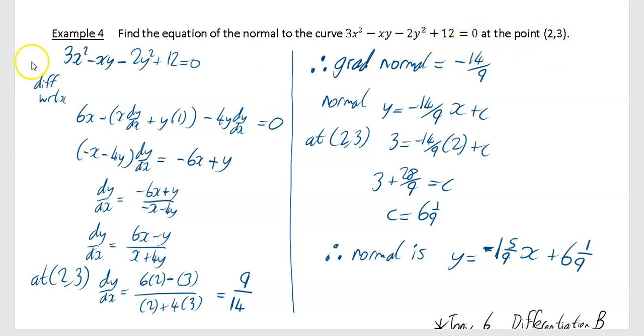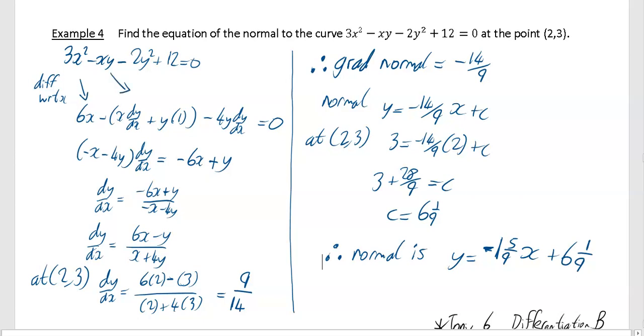Now, I've written out the question again, and the equation I should say, and then differentiate with respect to x. So the only thing we'll add in here, a couple of wee lines, to get from my 3x squared differentiates to give you the 6x. So that's all I've done here.